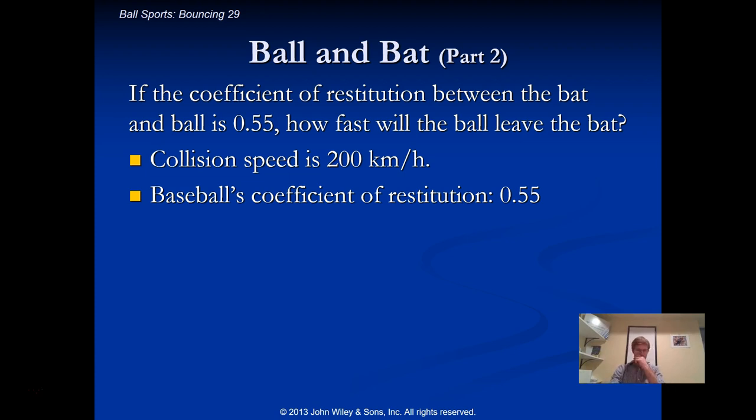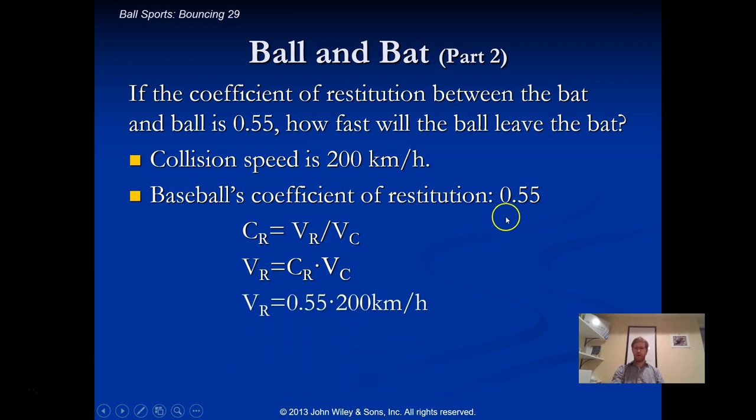So let's give this a go. Our collision speed is 200, right? We know the coefficient of restitution equals the rebound speed divided by the collision speed. So if we want to solve for the rebound speed, we have to multiply both sides by the collision speed. So our rebound speed is the coefficient of restitution multiplied by the collision speed, as you see here. So we'll take the 0.55 coefficient of restitution, multiply it by the 200 kilometers per hour, and we see that the rebound speed is 110 kilometers per hour.